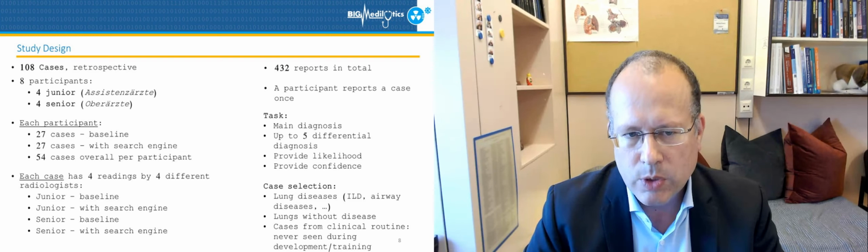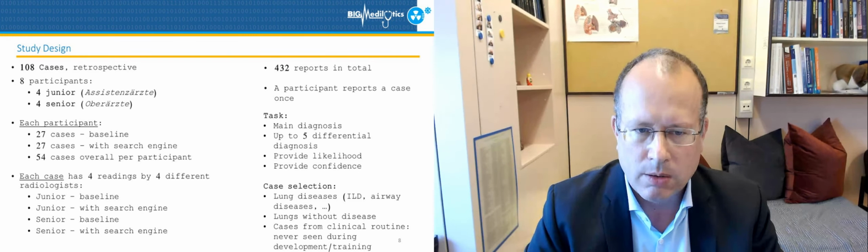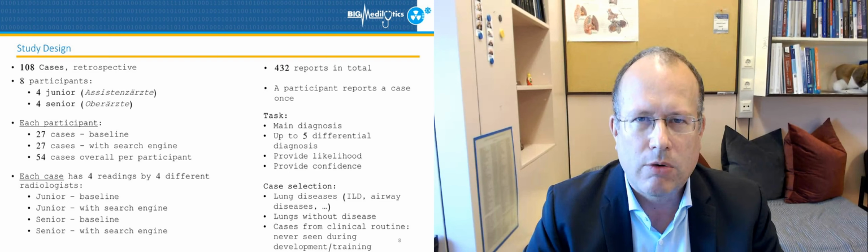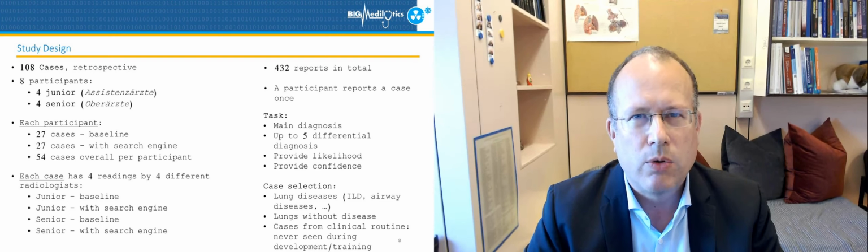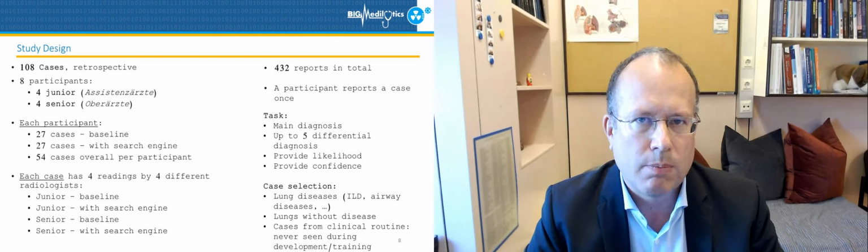The task which was given to these radiologists was to come up with a main diagnosis. And the disease group we were investigating are interstitial lung diseases. Interstitial lung diseases are quite a tricky group of diseases. There are more than 200 of these, and the diagnosis is quite complicated. So you cannot expect the radiologist to come up with one diagnosis, which is not possible.